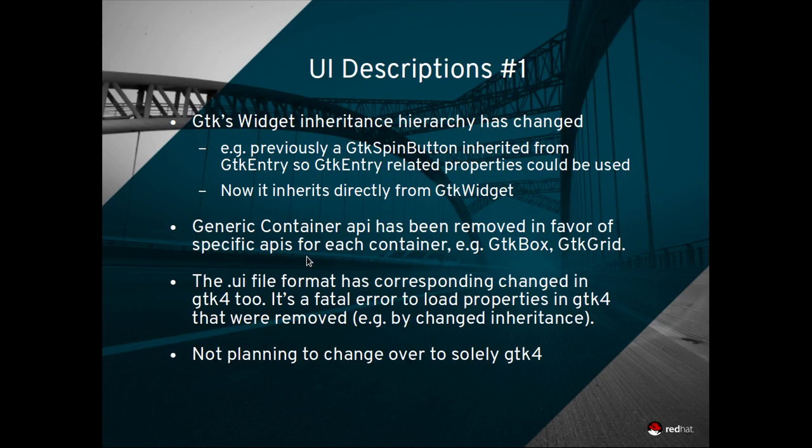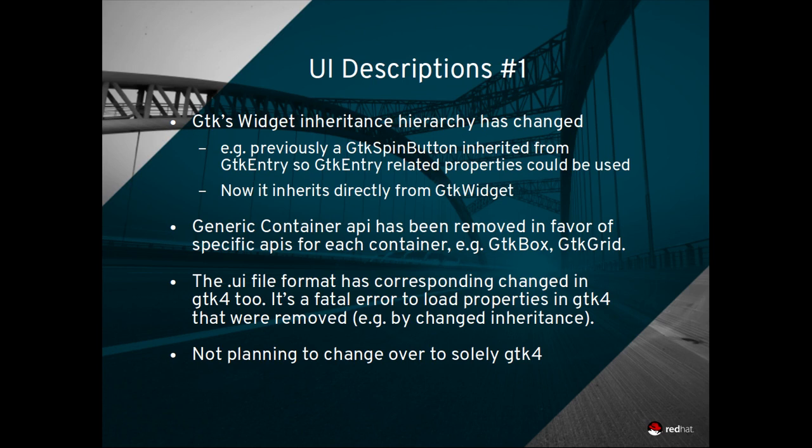User interface descriptions. In GTK4, the widget inheritance hierarchy has changed. So previously a GTK spin button inherited from GTK entry, so GTK entry properties could be used in GTK spin buttons as well. But now in GTK4 it inherits directly from GTK widget. Other changes are that the generic container API has been removed in favour of specific APIs for every container. So GTK box and GTK grid have their own APIs for adding and removing children, and the generic API GTK container add and remove doesn't exist in GTK4 anymore.